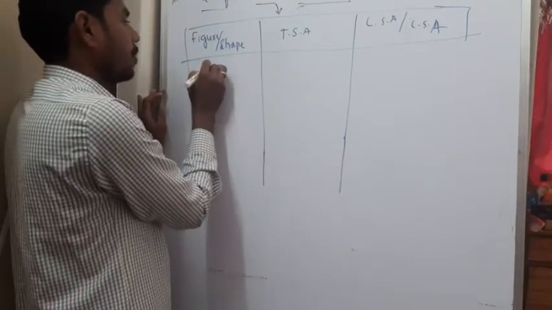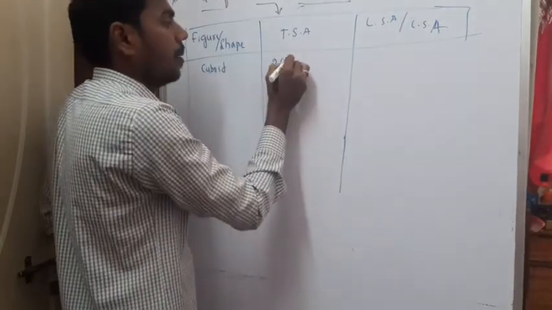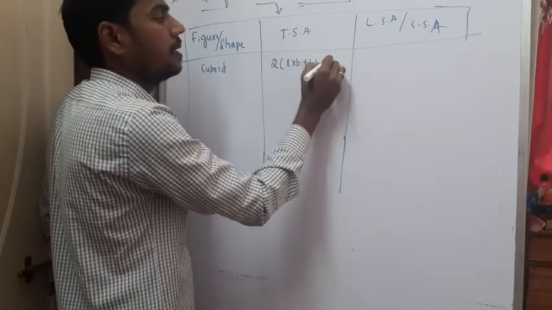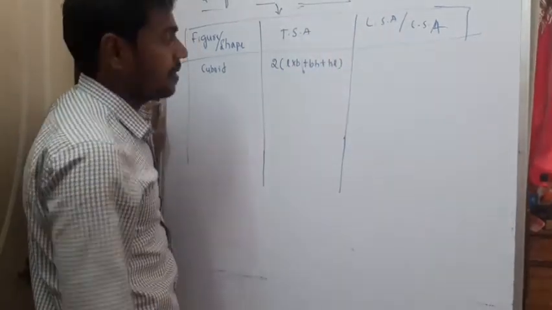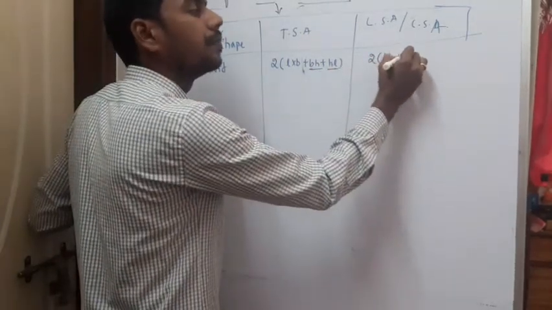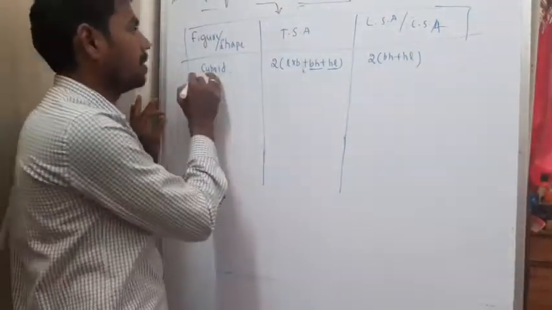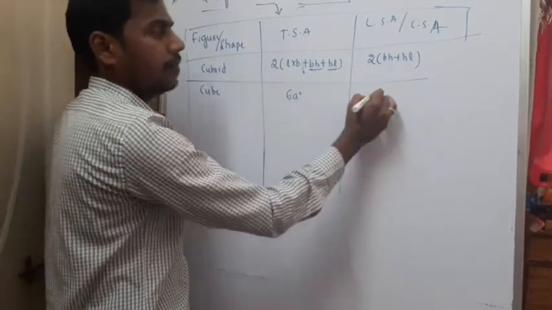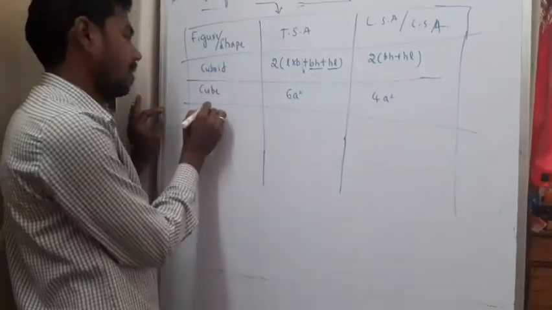So first we'll start with the cuboid. What is the total surface area? 2 into (LB plus BH plus HL). Next, what is lateral surface area? 2 into (BH plus HL). So we are not going to include bottom surface area and top surface area. So this is the cuboid. Then the cube: 6a square, and this is 4a square. Any confusion? No. Next, cylinder.